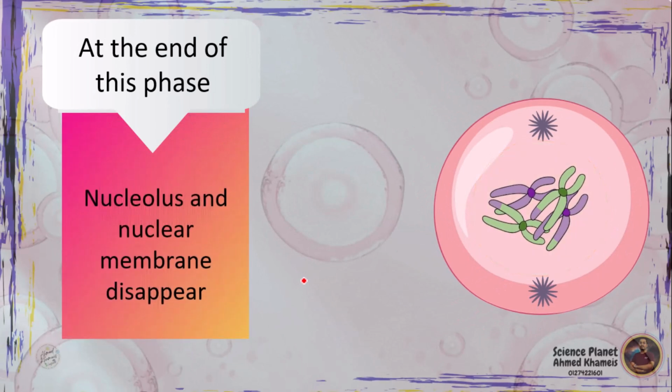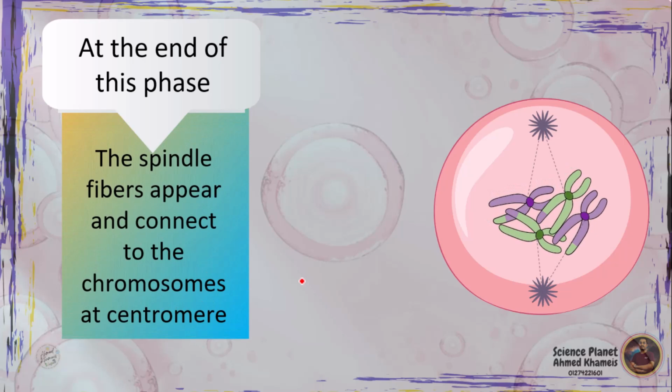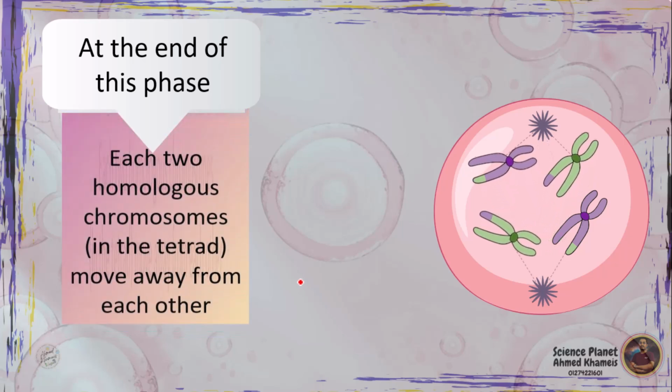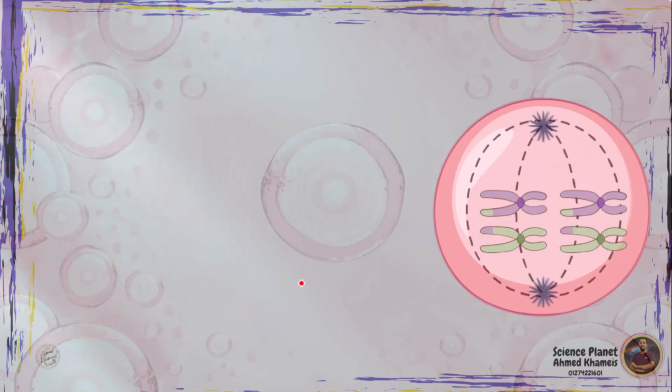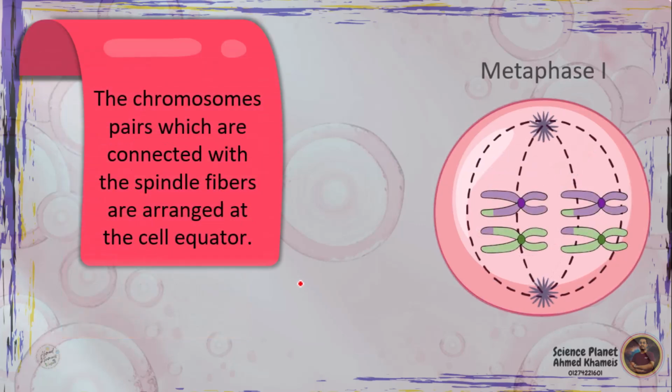So then the nucleus disappears and the spindle fibers appear and connect to the chromosomes by the centromere. And each 2 homologous chromosomes in the tetrad move away. Then the cell enters metaphase 1, in which the chromosomes arrange in the cell equator.